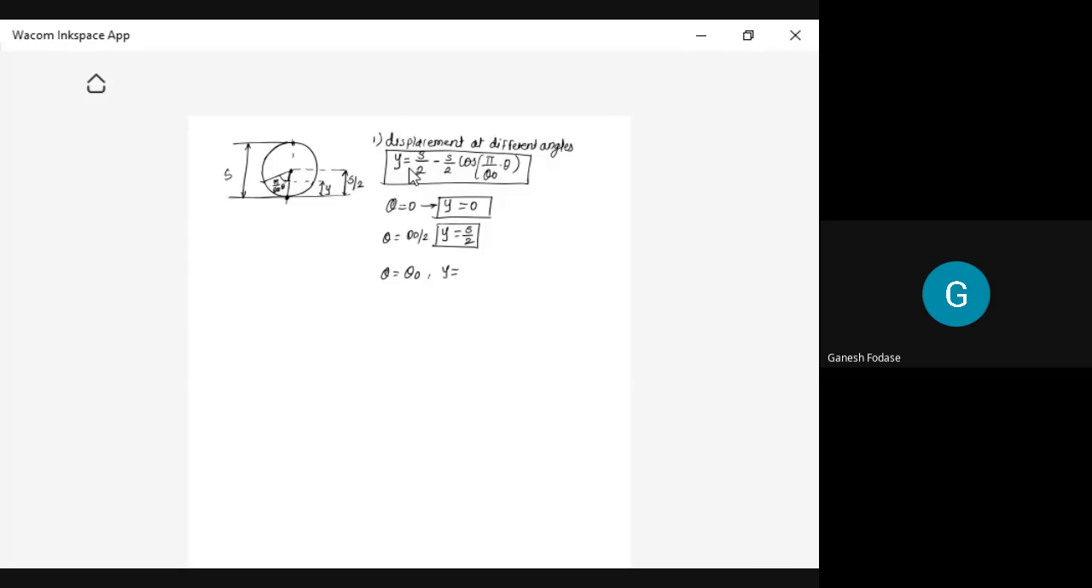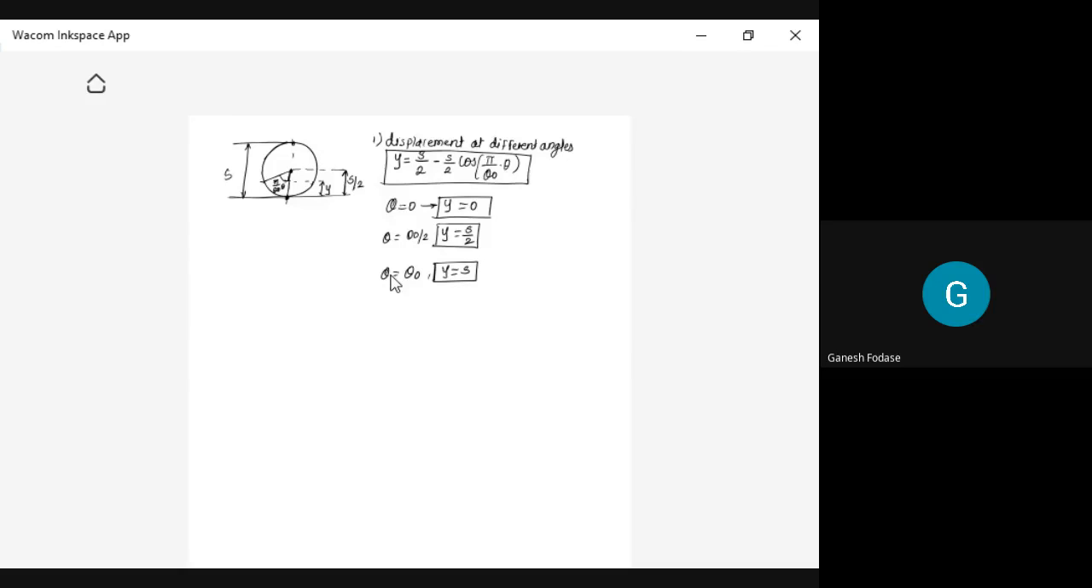And similarly, we can find the value of y at theta is equal to theta o, and how much it must be. Without calculation, you can tell me. It must be equal to s. Means during the outstroke, the follower is moving, and it is at the highest position, equal to s. You can see at theta is equal to 0, it is here. I'm showing on the diagram. At theta is equal to theta o by 2, it is here, which is s by 2. And at theta is equal to theta o, that is the complete outstroke angle, it is at displacement s. So this is for displacement.